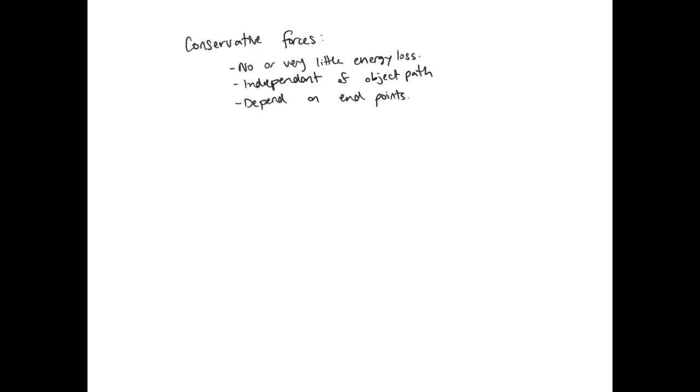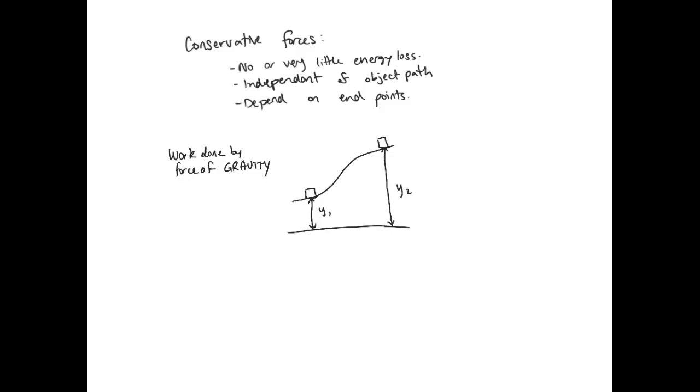The first one is the work done by the force of gravity. In this case, even if our particle is moving along some curved path, if we have the particle here at position 1, and I'll have some reference right here. So this would be our position 1, and this would be our position 2. We don't worry about the path that it takes. All we care about is our delta y, which would be our y2 minus y1. So the work done would be equal to the force. In this case, the force is the weight, so it's mass times gravity times delta y.